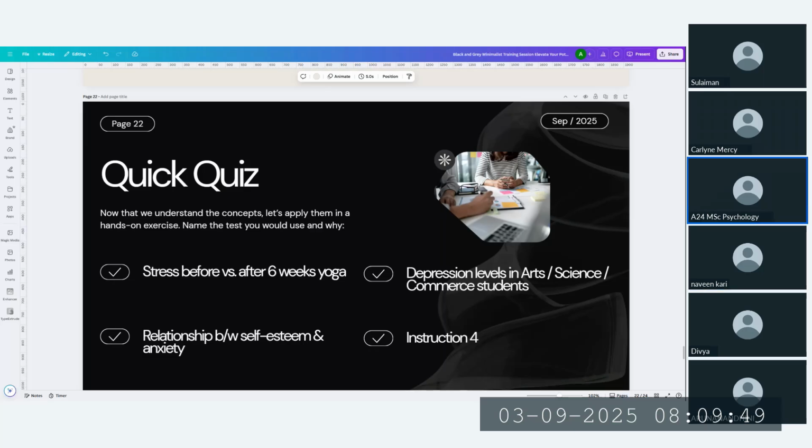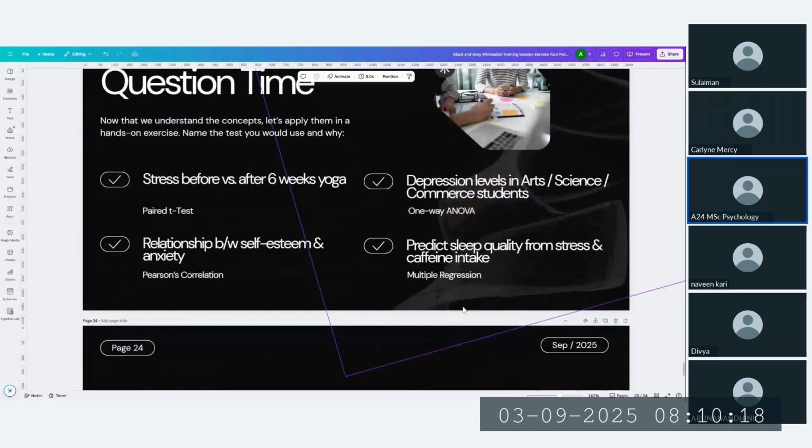Now, if you are studying the relationship, the strength and the intensity of a relation, or the strength and direction of a relationship between self-esteem level and anxiety, what test will you use? Correlation. Excellent. That is quite straightforward, right? So those are 3. Just a quick quiz. You guys did excellently.